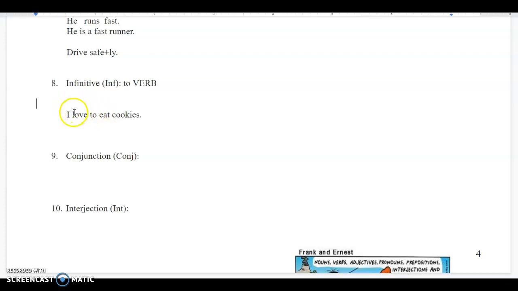Okay, so let's do parts of speech together. I love to eat cookies. Okay, I would be your pronoun. Love is your verb, right? To is an infinitive. Eat is another verb. You can have a couple verbs in your sentence. Yes, you can. And cookies is your noun. Okay, so again, infinitive is the word to, but it has to be in front of a verb. Okay, so if you see a to and then it's, I flew to the clouds, right? That's a preposition. It's not an infinitive.